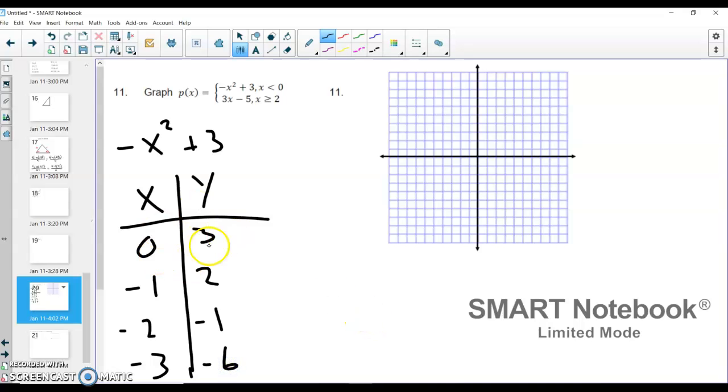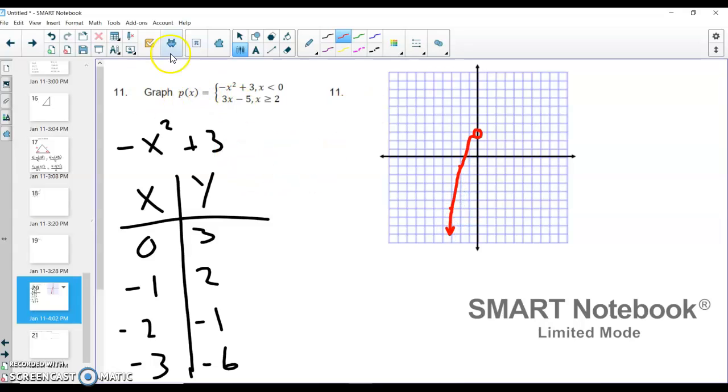Now I can graph those points. Remember, an open dot at the point (0, 3) because x cannot actually equal 0. So I go over 0, up 3, and I get my first point right here, open dot. Then for -1, 2, I go over 1, up 2, right there, and then over 2, down 1. Oh, that's -1, sorry. Then over 3, down 6, 1, 2, 3, 4, 5, 6. And there's that first part of my piecewise function.